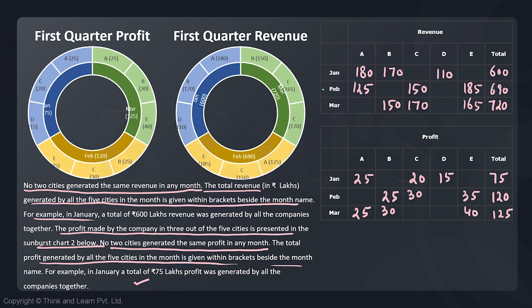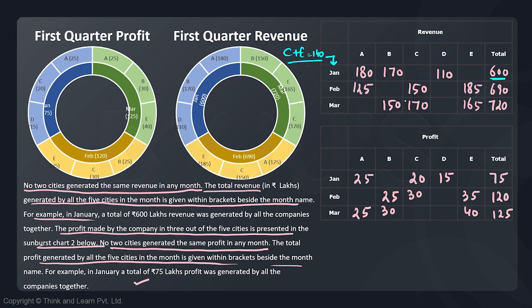What can they be? In January month, 180 plus 170 is 350 plus 110, that is 460. The sum of these 3 numbers is 460. So the remaining revenue of the 2 other cities is equal to 600 minus 460, that is 140. So in January month, can we say that C plus E is equal to 140? I hope you are getting my point. I repeat, it is 600 minus the 3 which are given. So the other 2 would be equal to 140 in total, but none of them can go to even 110 because the top 3 are 180, 170, 110.